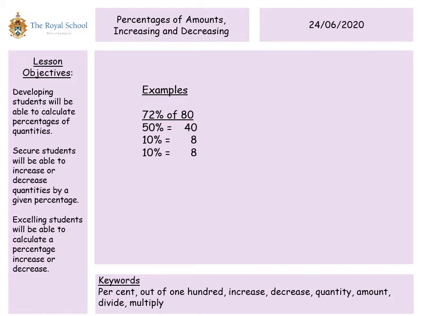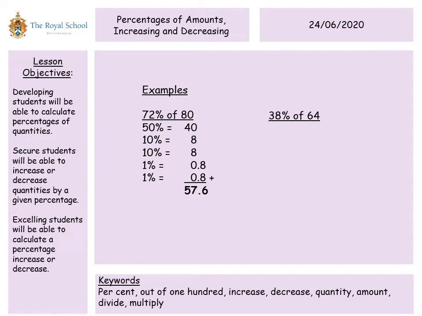Another 10%, we've got a total of 70% of the number, and then we can add 2 1%, and this will give us a total of 72%. So if we add up those key percentages that we've worked out, we'll end up with 57.6. So we can do the same with 38% of 64.